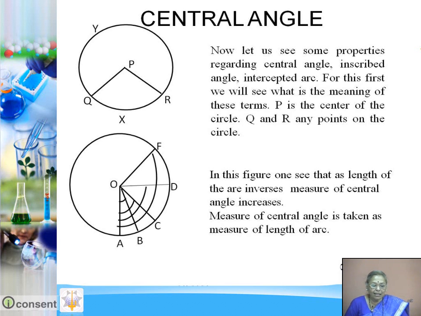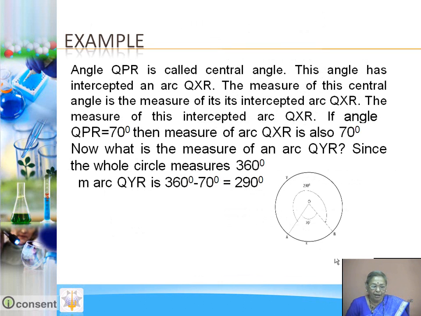Now, what is called an inscribed angle and the intercepted arc? If you subtract 70 degrees from 360, the answer will be 290 degrees, and that is why the measure of the other arc will be 290 degrees.